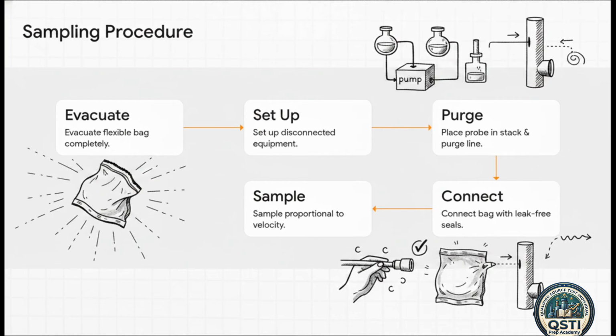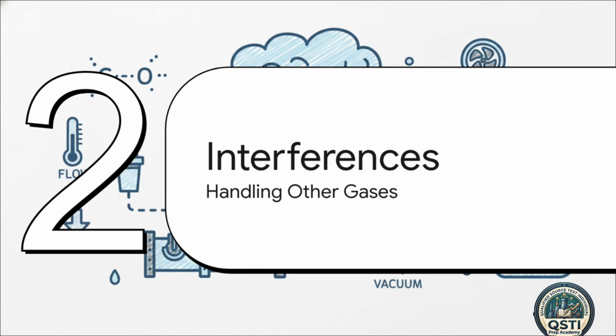Step 4, connect the bag, double-checking for an absolutely leak-free seal. And finally, step 5, start sampling at a rate proportional to the stack velocity. It is a highly orchestrated operation from start to finish. Moving on to section 4.